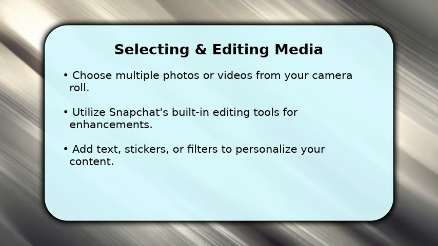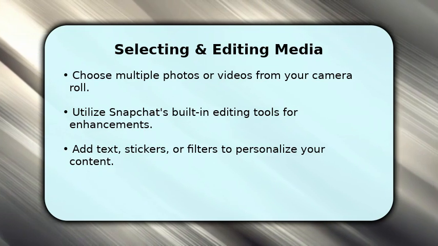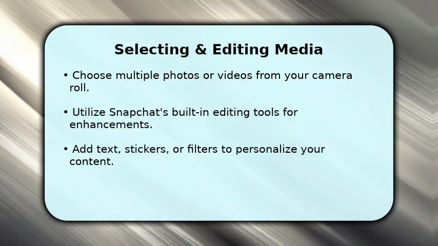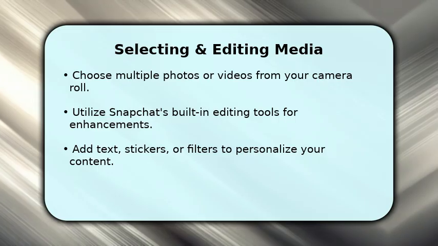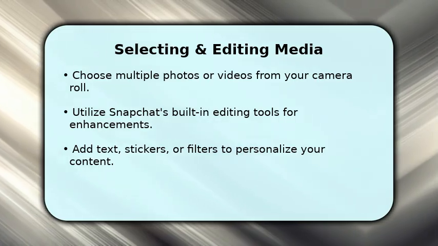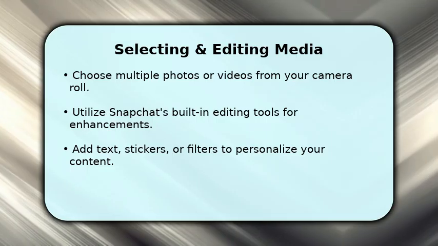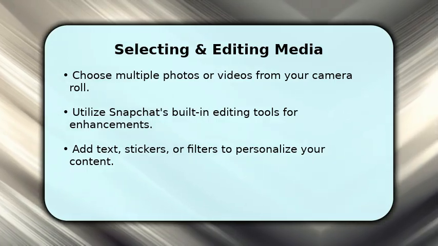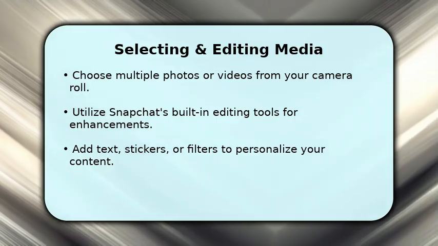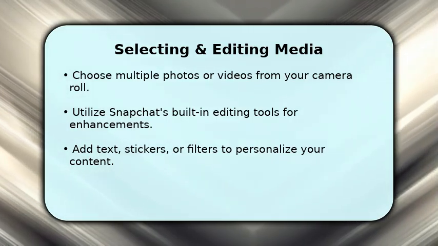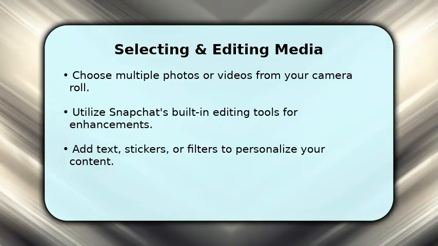Once in your camera roll, tap on the photo or video you wish to upload. You can select one or more items to create a multi-snap story. After selection, Snapchat's editing screen appears, offering various creative tools. You can trim videos, add fun stickers, draw, or apply filters to make your media stand out. Experiment with these options to give your uploads a unique touch before sharing them with friends.